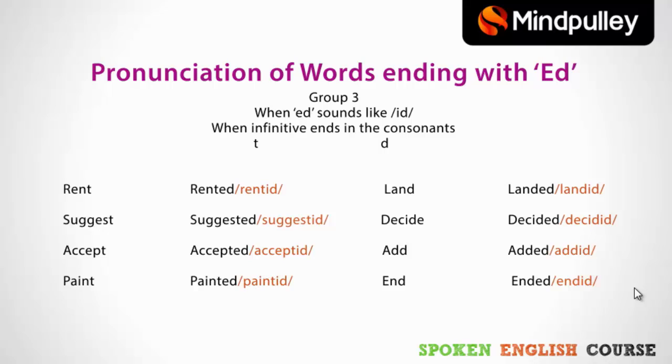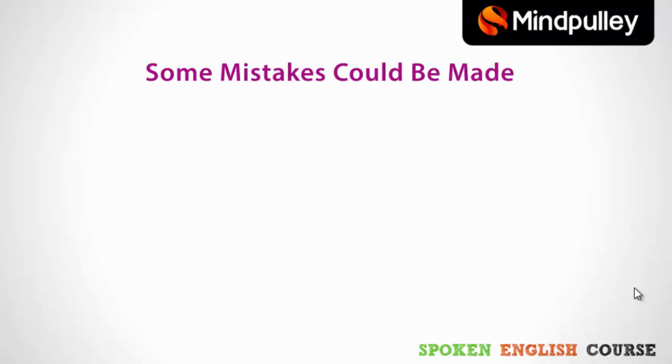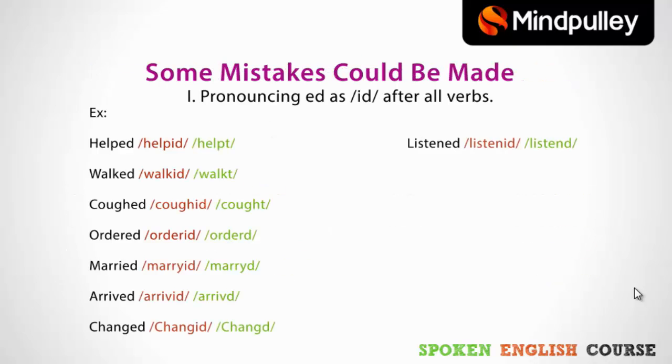Okay, then let's look at some common mistakes. As you can imagine, the most common mistake is pronouncing the ed as id after all verbs. Let's look at some common mistakes. Saying helped, it's not helped, it's help. Walked, not walked, walk. Coughed, not coughed, cough. Ordered, not ordered, ordered.